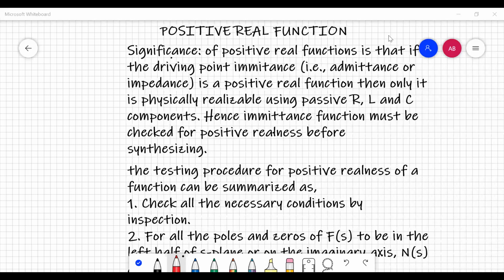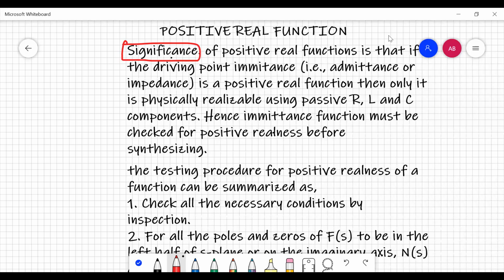Hello students. So today we are here to discuss the positive real functions and the properties of positive real functions. Before we start, let's see what the significance of a positive real function is, and why we need to find out whether the given function is positive real or not.